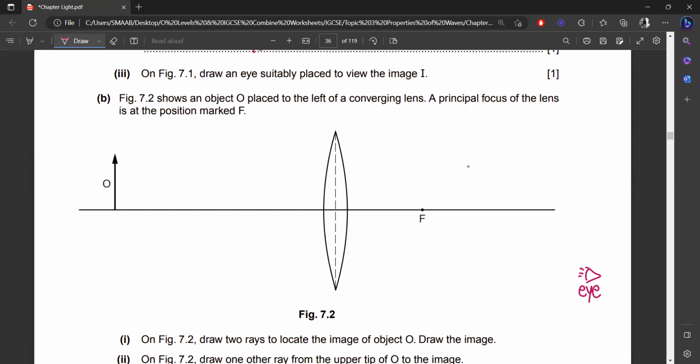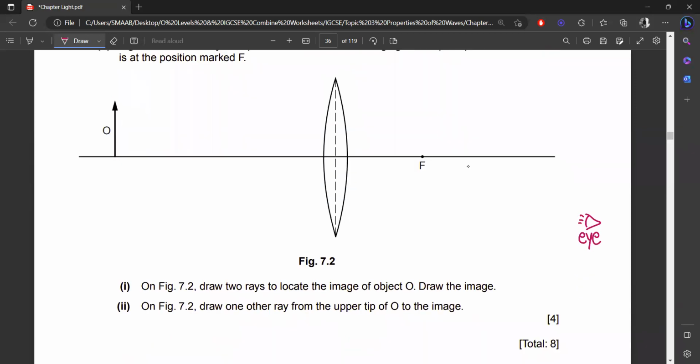and the second part: figure shows an object placed to the left of a converging lens. A principal focus of the lens is at the position marked F. On figure 7.2, draw two rays to locate the image of the object O. Draw the image. Draw one other ray from the upper tip of O to the image. Okay, so we have to draw two rays to locate the image of the object, and we also draw the image. So first we need to draw two lines, right? Then we have to add another line.